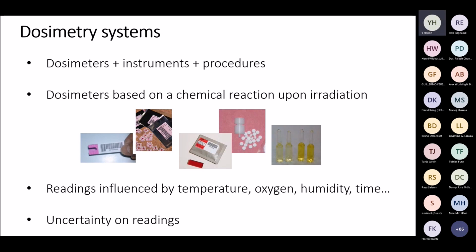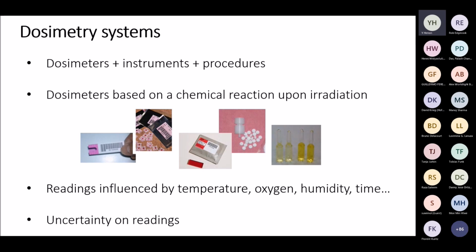So dosimetry is not only the dosimeter, so the little instruments that are used to measure the dose, and this is generally based on the chemical modification, a chemical reaction of the dosimeter. For example, a film or a small piece of plastic that will have a known change upon irradiation at a certain dose, but it's also the instruments that are used to measure the dose and the procedures that go along with it.